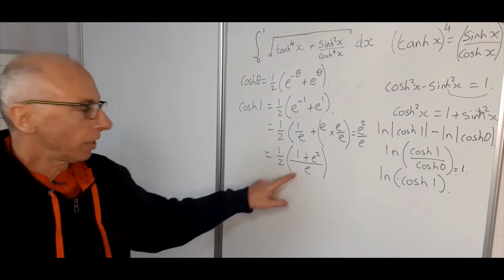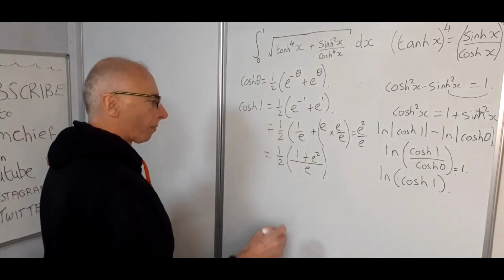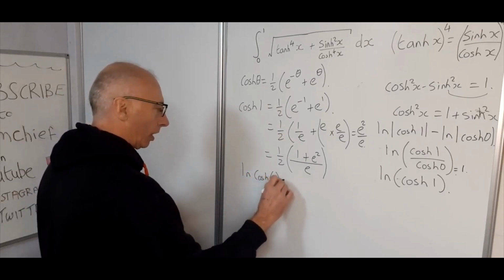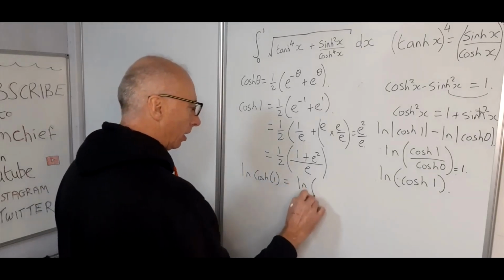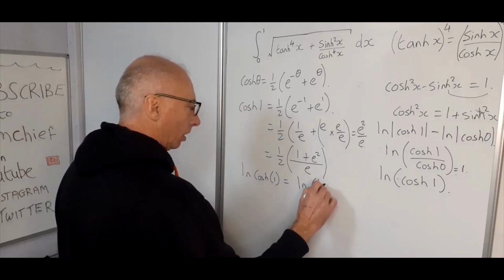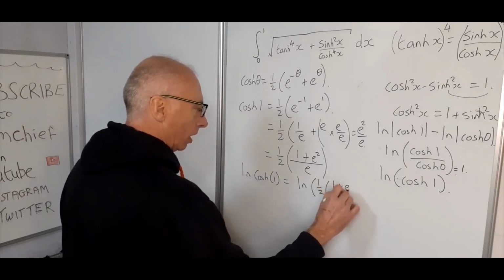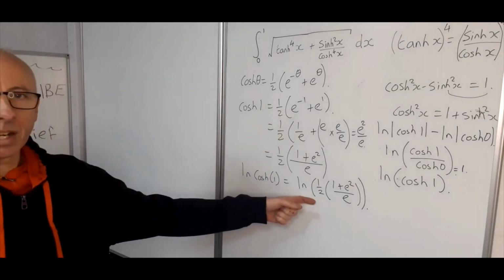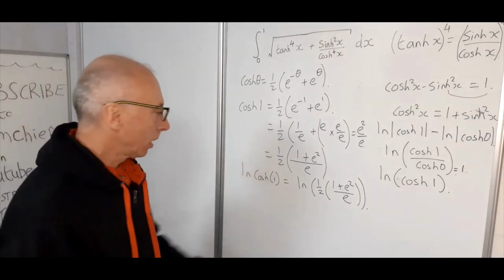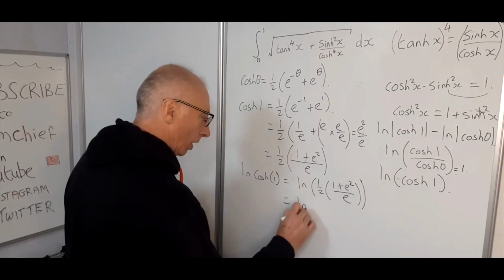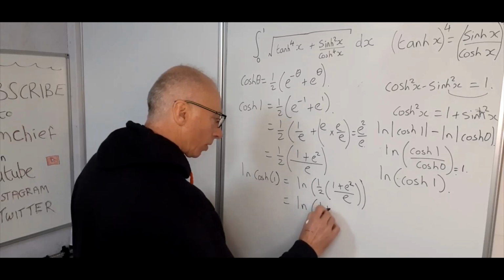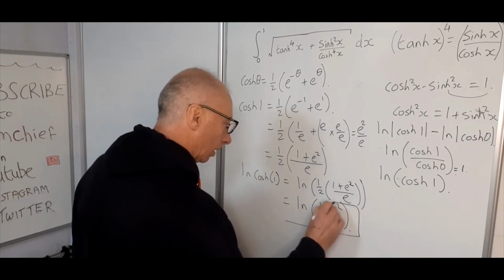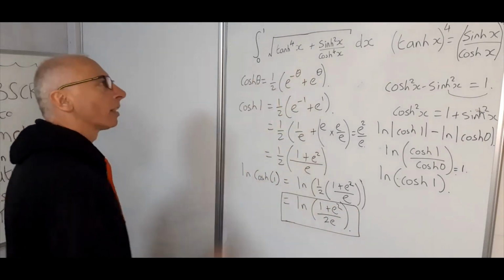So if we take the log of this, our integral, ln of cosh of 1, equals ln of 1/2 of 1 plus e squared over e. And that's our answer there in terms of logarithm and exponential. We can do one step further: ln of 1 plus e squared over 2e. And that will give us our answer to our integral.